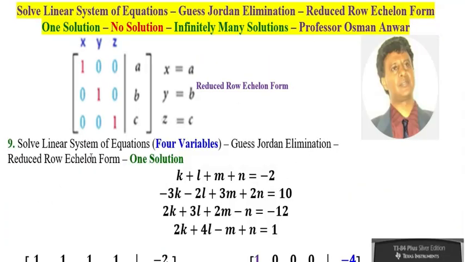Number 9. Solve linear system of equations, 4 variables, Gauss-Jordan Elimination, Reduced Row Echelon Form, 1 solution. And the system of equations are K plus L plus M plus N equals minus 2, minus 3K minus 2L plus 3M plus 2N equals 10, 2K plus 3L plus 2M minus N equals minus 12, 2K plus 4L minus M plus N equals 1.